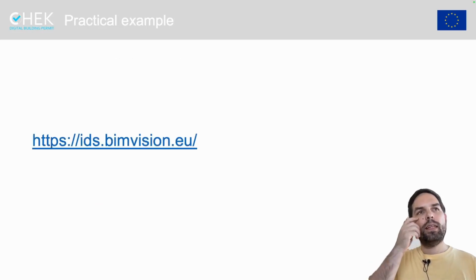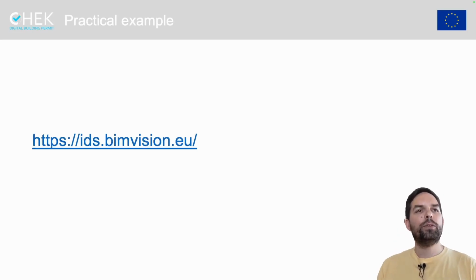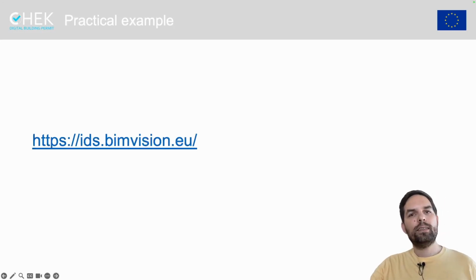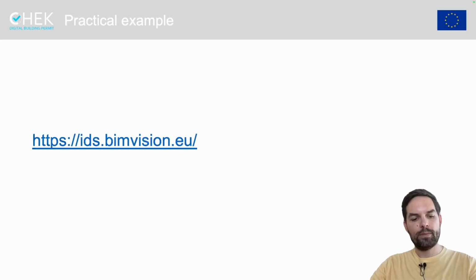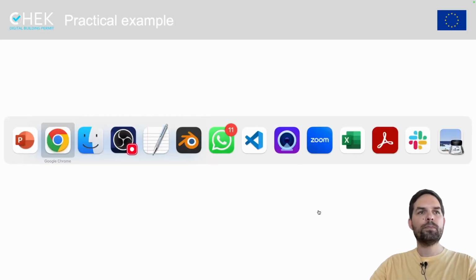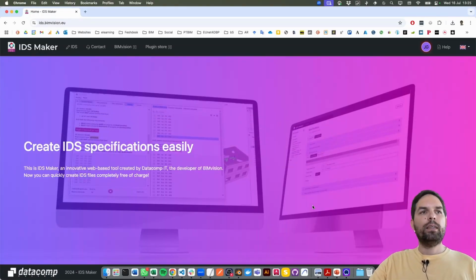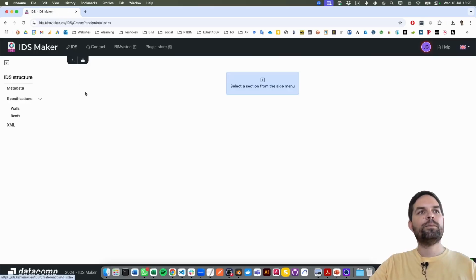So then, for the practical example, we will be using this IDS editor from BIMVision. That is a free-to-use system, and we can dig into how to create the IDS. This is when you access this link, this is the view of the IDS maker from DataComp, and we can easily press here to start editing an IDS.